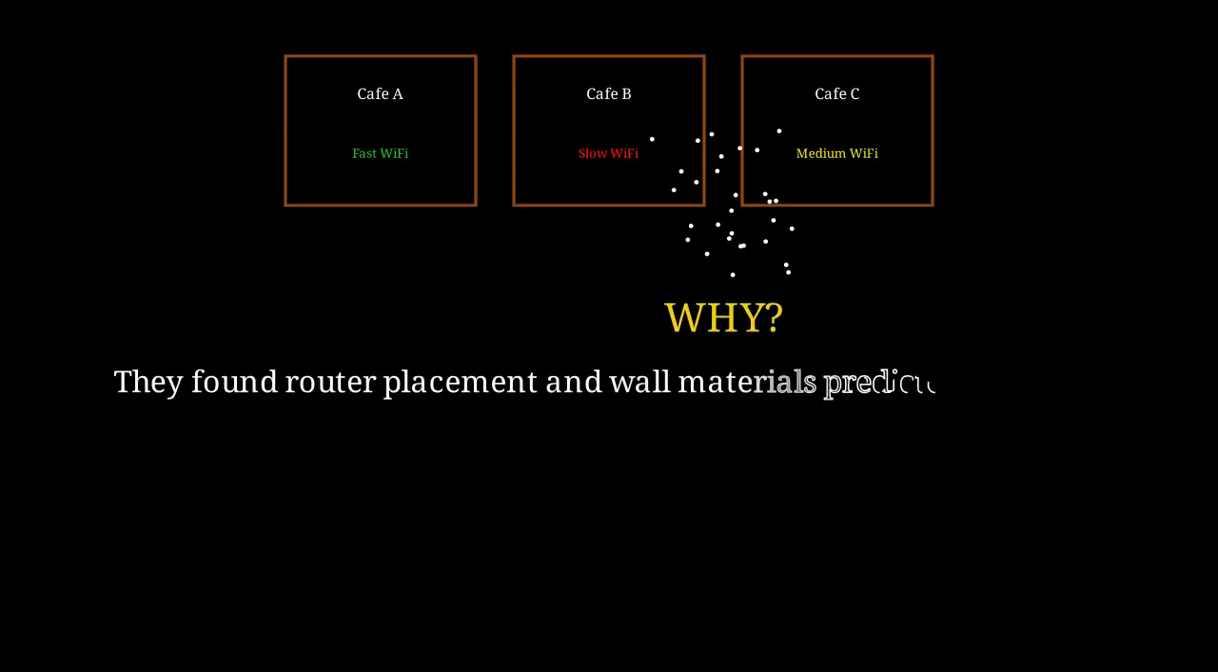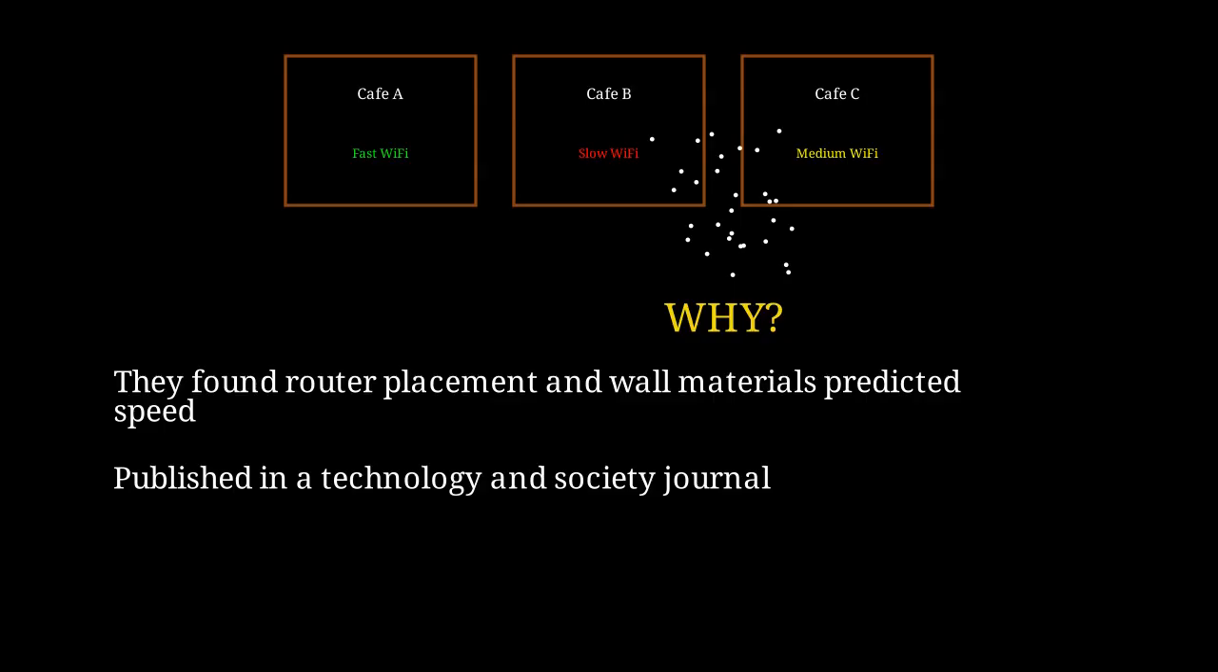They discovered that router placement and wall construction materials were the strongest predictors of Wi-Fi speed. Coffee shops with concrete walls and routers in back rooms had significantly slower speeds. They wrote up their findings, including practical recommendations for coffee shop owners, and published it in a journal focused on technology and society. That's taking an everyday observation and turning it into legitimate research. In their college essays, they wrote about how curiosity drives their learning and how they see research opportunities in everyday life. That's exactly what top universities want to hear.